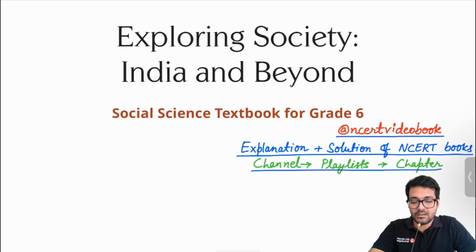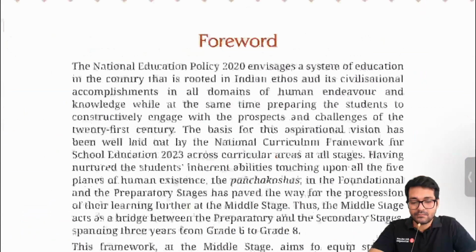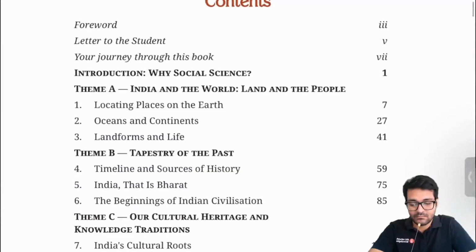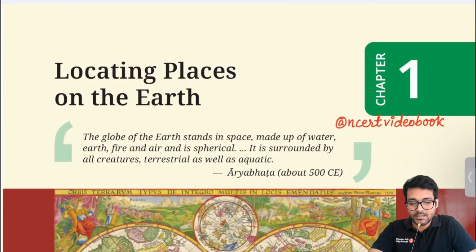Today we will be studying the Social Science textbook for grade 6, Exploring Society: India and Beyond. Theme A: India and the World, Land and the People. Chapter 1: Locating Places on the Earth. Let's start Chapter 1: Locating Places on the Earth.